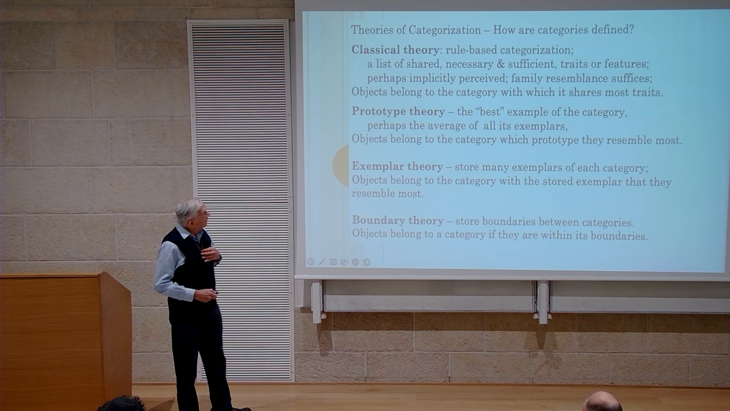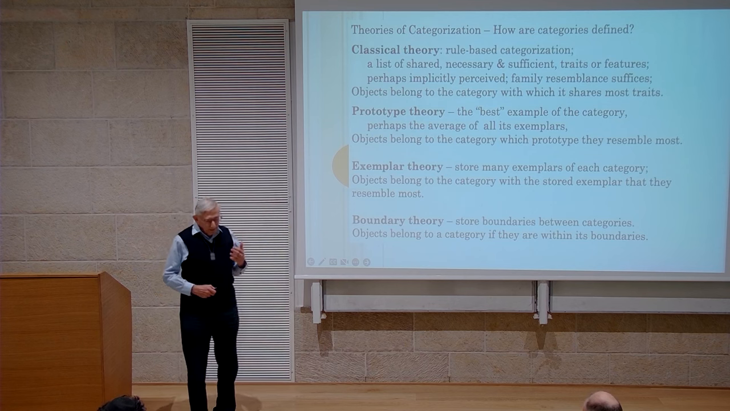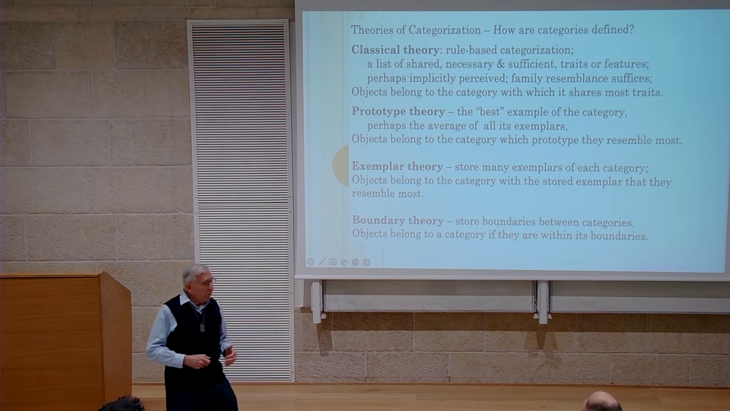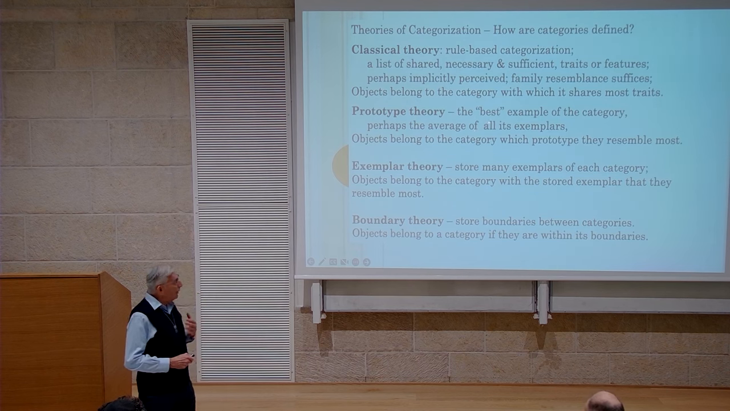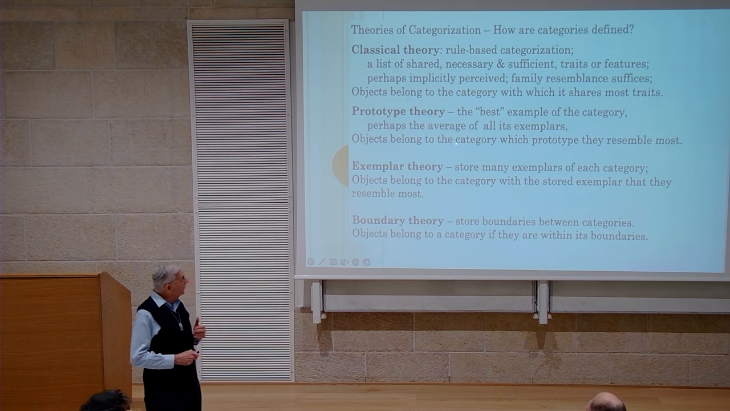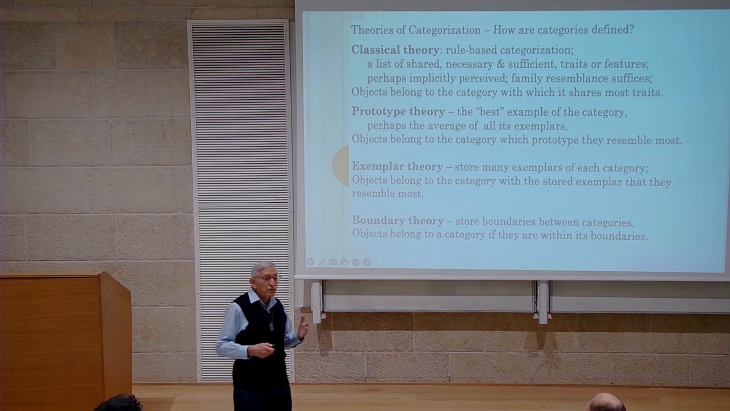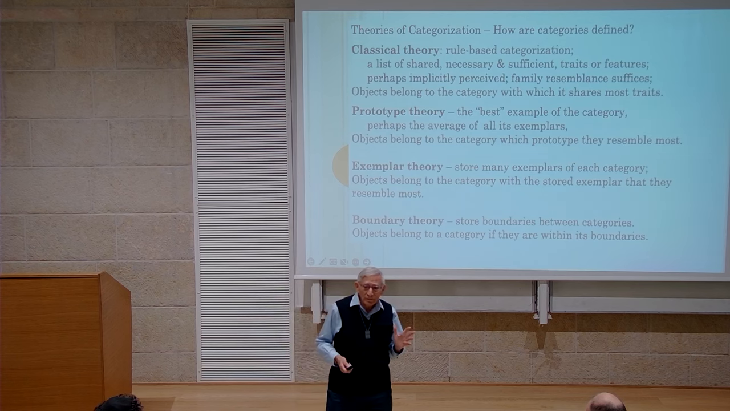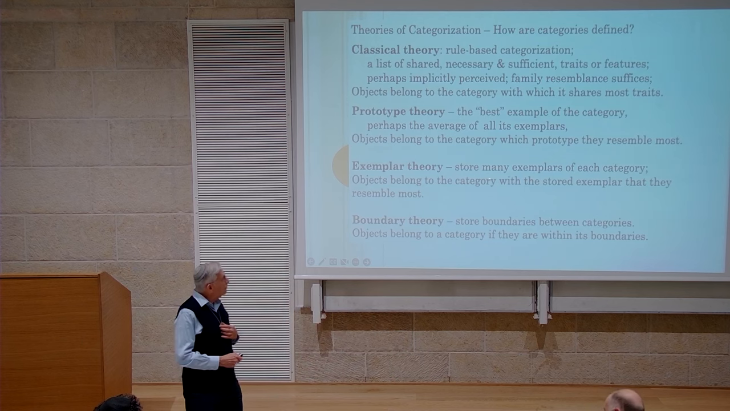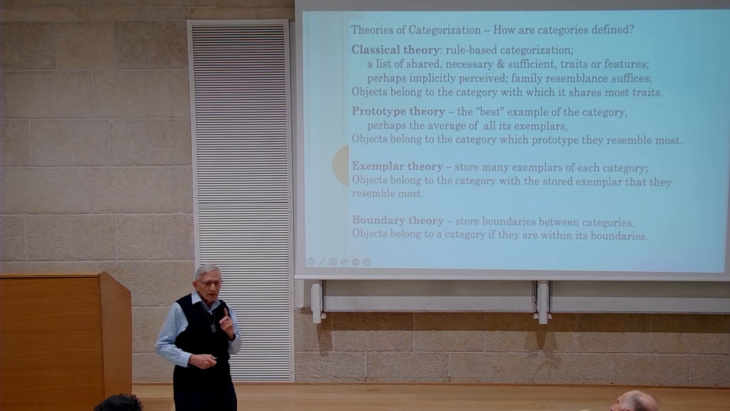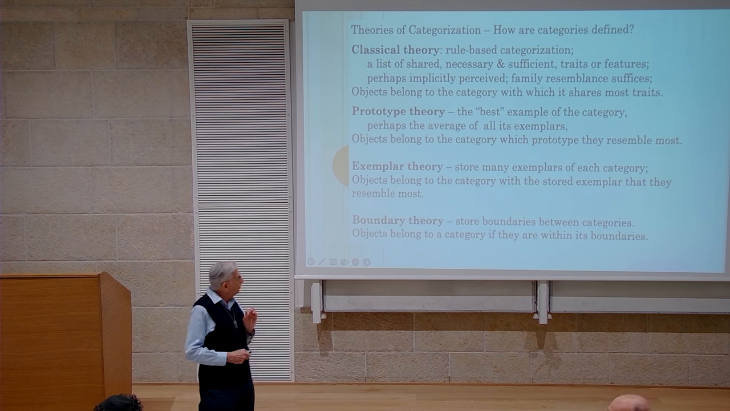Classical theory goes according to the rule-based theories, where what's important is the traits which are shared by the category. Prototype theory says that the best example of a category may be the average of things. That's the important one. That defines the category. And in general, in classical theory, any object that belongs to the category shares most of its traits, though it doesn't have to share all of them. We have family resemblance, good enough. Exemplar theory says we store many examples. We don't store only the prototype, we store many.